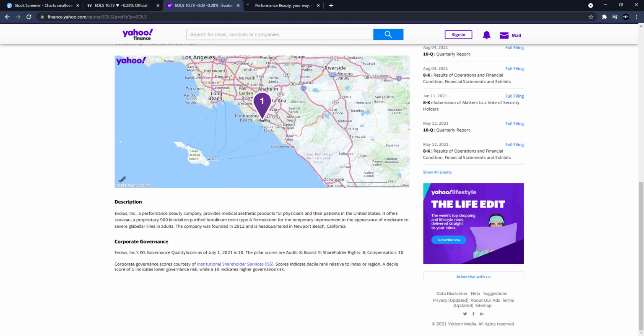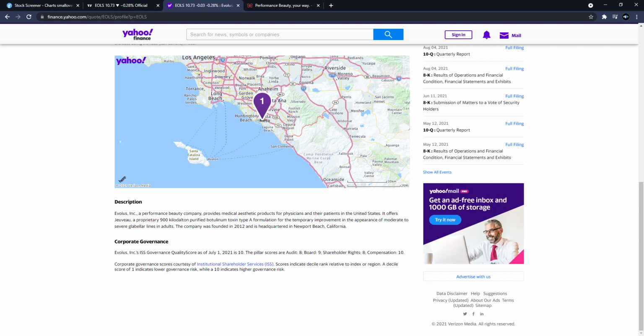So they say that Evolus is a performance beauty company. It's a beauty company that provides medical aesthetic products for physicians and their patients in the United States. It offers Jeuveau, a proprietary 900 kilodalton purified botulinum toxin type A formulation for the temporary improvement of the appearance of moderate to severe glabellar lines in adults. The company was founded in 2012 and is headquartered in Newport Beach, California. This is how their website looks.